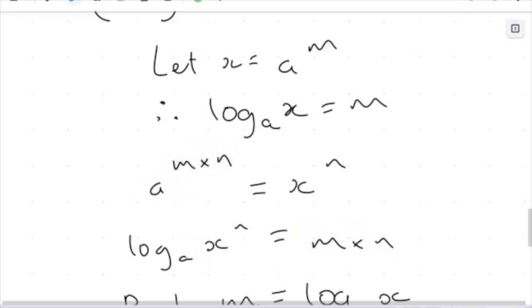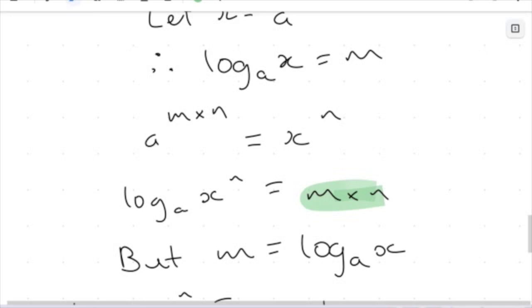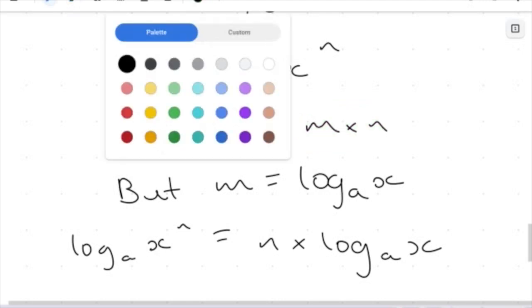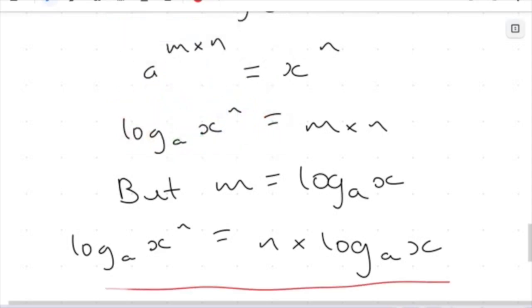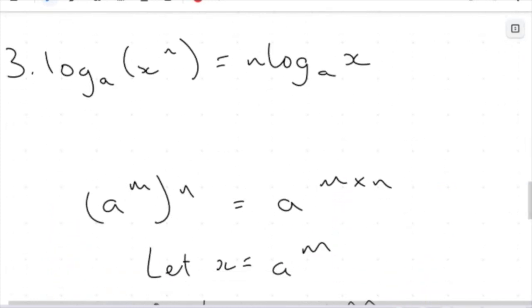And I can pretty clearly see here that since I've set m to equal log to the base a of x, this right-hand side just becomes n times log to the base a of x. So once again, we have been able to derive the formula over here, that log to the base a of x to the power of some number n, I can rewrite the log law by moving the n in front, and that gives us a product of n times log to the base a of x. So this is the same as the log law that I introduced up here.